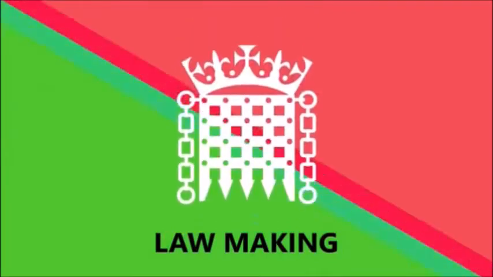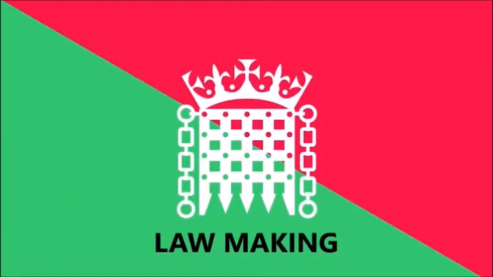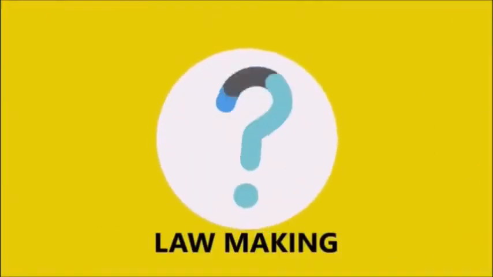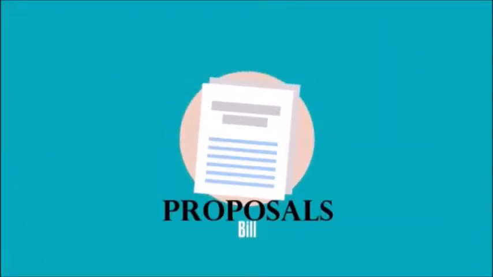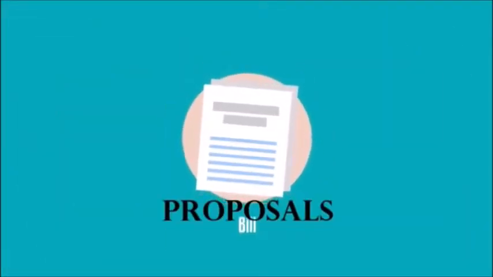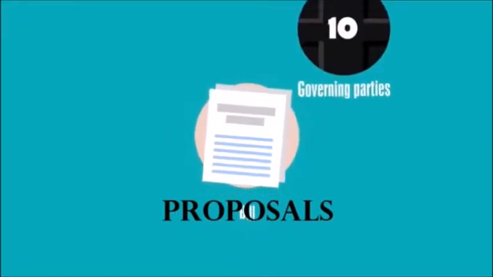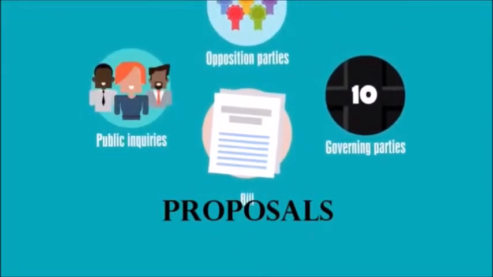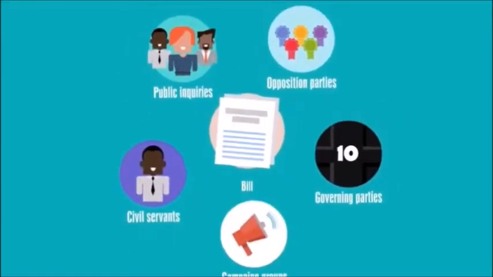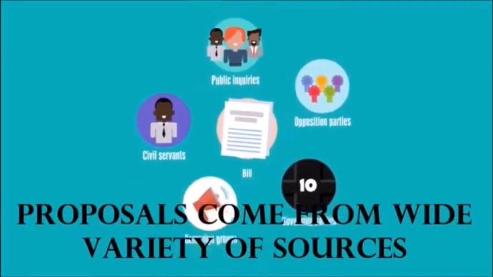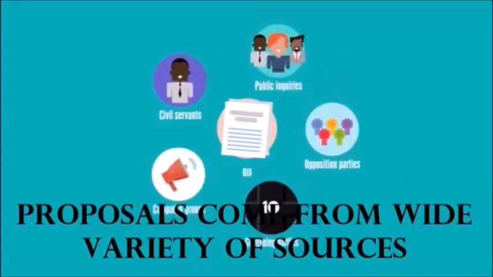Both houses in Parliament share responsibility for making and shaping laws, but where do laws come from in the first place? A bill is a proposal for a new law, or to change an existing law, and comes from lots of places, like governing and opposition parties, public inquiries, civil servants or campaign groups. So how does an idea get turned into a law?